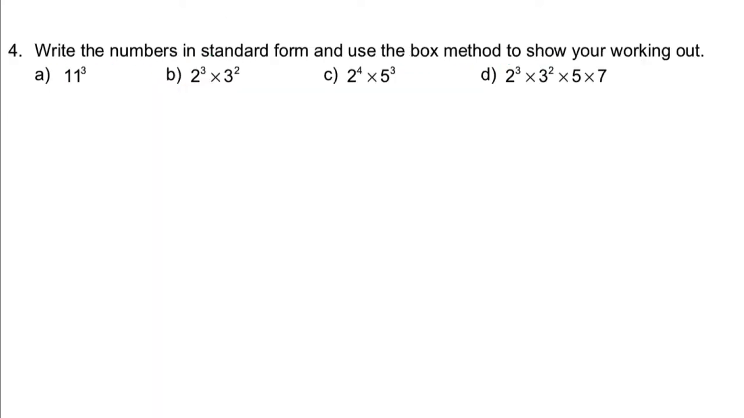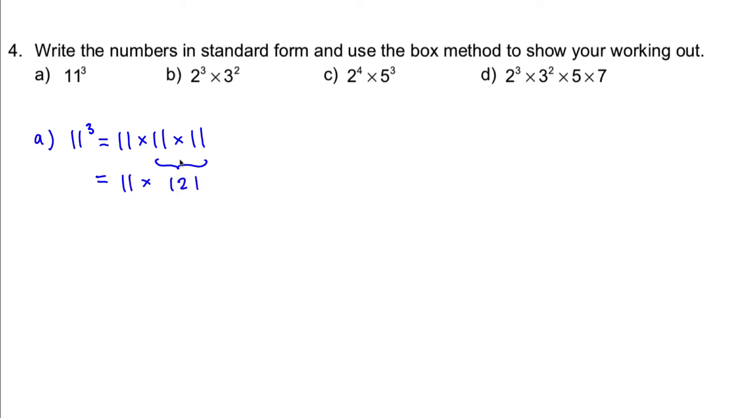In number 4, we are asked to write the numbers in standard form and use the box method for multiplying to show our working out. So in part A, we have 11 cubed. Standard form in this case is just asking us to expand it out, to write it not in factored or base and exponent form. Well, we know that 11 times 11 is 121 because that's 11 squared. And so now we want to work out 11 times 121.